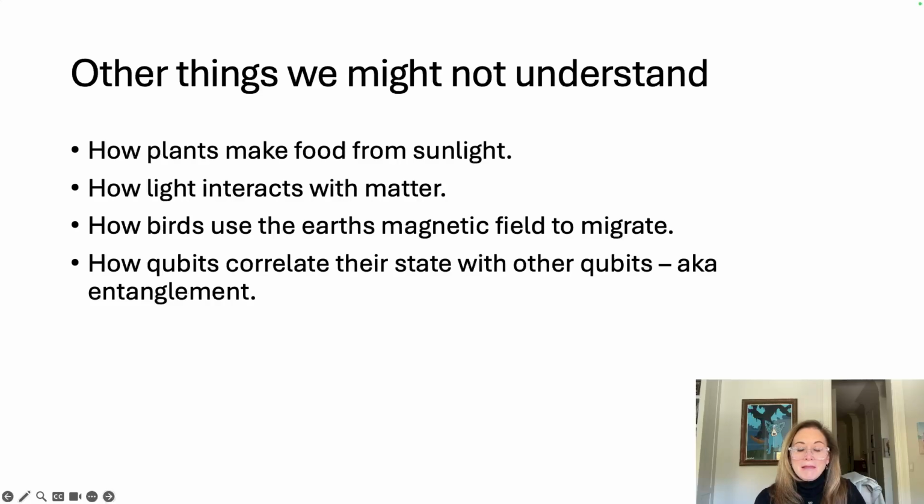This is something that I've always wondered to myself, like, how on earth do they know which way to go? How do they stay together? How do they know where to stop? And just the ability to use what is there in the Earth, that's super complex, but it's just a part of their life, as an instinct. And then, of course, how qubits correlate their state with other qubits, aka quantum entanglement.